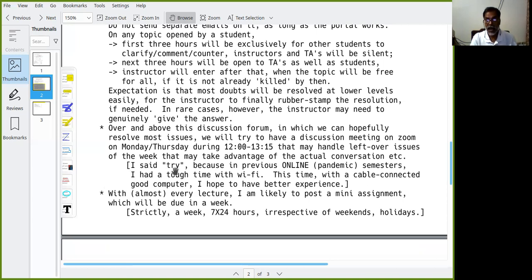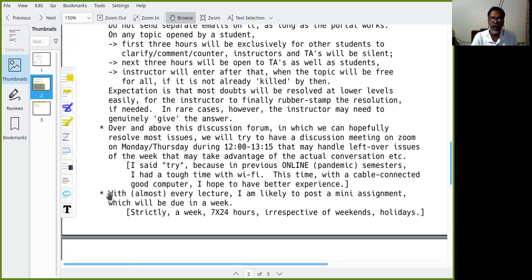Now I say try, because in the previous online semesters I had a tough time with my Wi-Fi. This time I have connected this computer through which I am giving you the lecture through cable itself. So I am hoping that this time the internet connection will be better. I'm hoping. We'll see how it works.